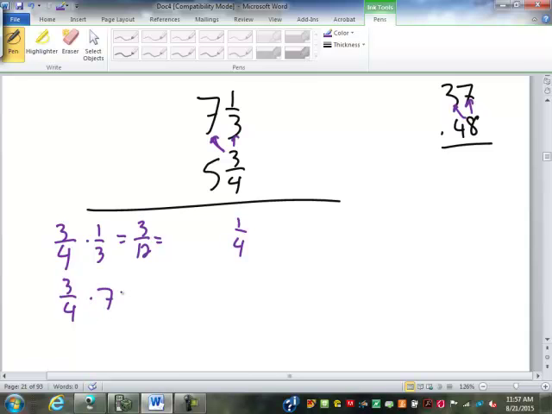All right, 3/4 times 7. How do we multiply a fraction times a whole number? Put it over 1. Right? 7 over 1 is now a fraction. 3 times 7 is 21. 4 times 1 is 4. That is 5 and 1/4.